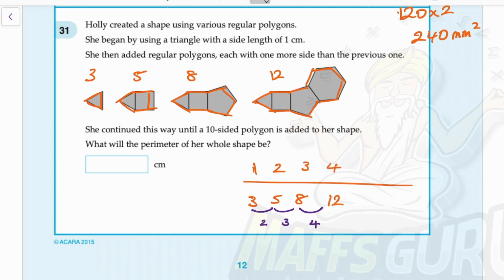Well, I can just say, okay, we've got 5, 6, 7, 8, 9, and we want the 10th shape. So we're going to add 5 onto this, which is going to give 17. Then we're going to add 6 on to give me 23, add 7 on to give me 30, add 8 on, 38, add 9 on, 47, and add 10 on is going to be 57. Let's just check that: 2, 3, 4, 5, 6, 7, 8, 9, and 10. So the perimeter of the whole shape will be 57 centimeters, right?